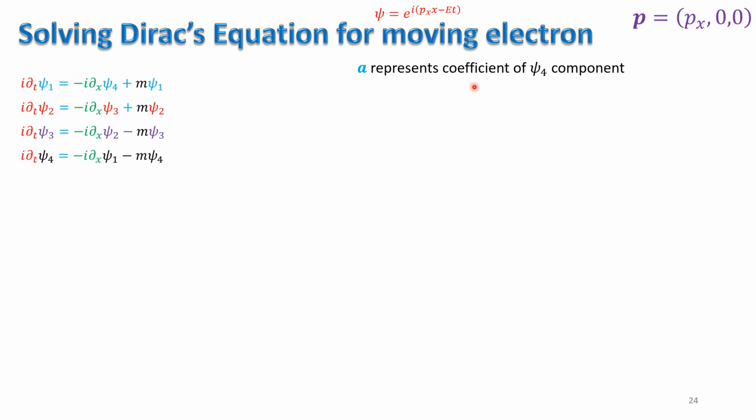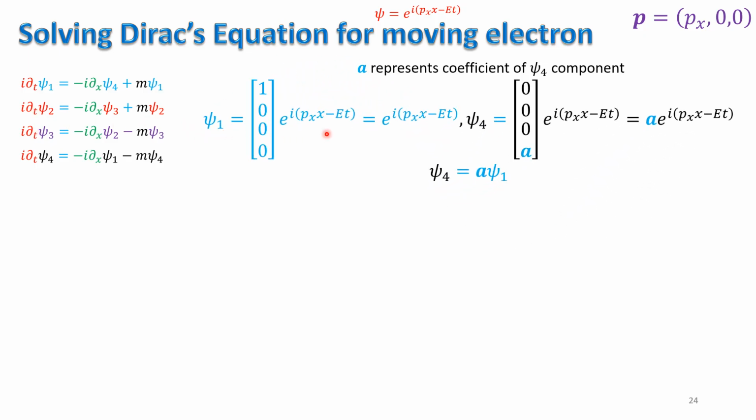The coefficient A is appearing for psi 4 component. The reason behind is the partial derivative with respect to time, which offers energy operated on psi 1, has a counterpart in psi 4 and psi 1. Similarly, psi 4 has components, remaining part in psi 1 and psi 4. So psi 1 and psi 4 are interdependent, and psi 2 and psi 3 are interdependent. So psi 1 is like this, and psi 4 is A times like this. So psi 4 is A times psi 1.